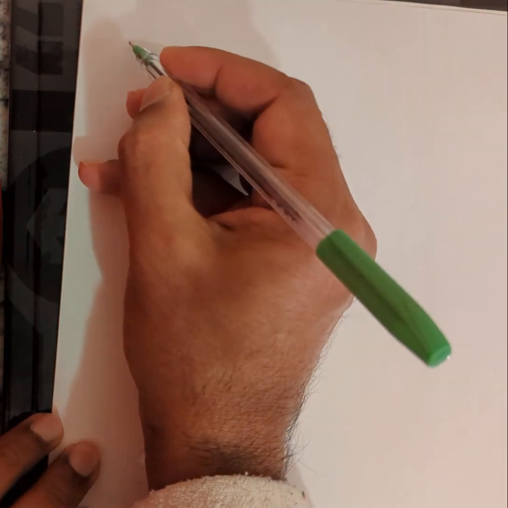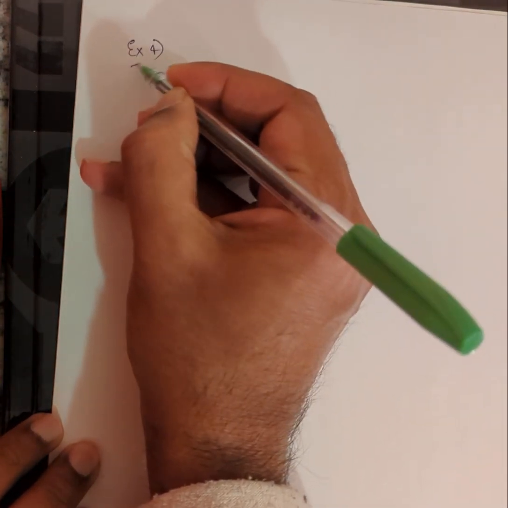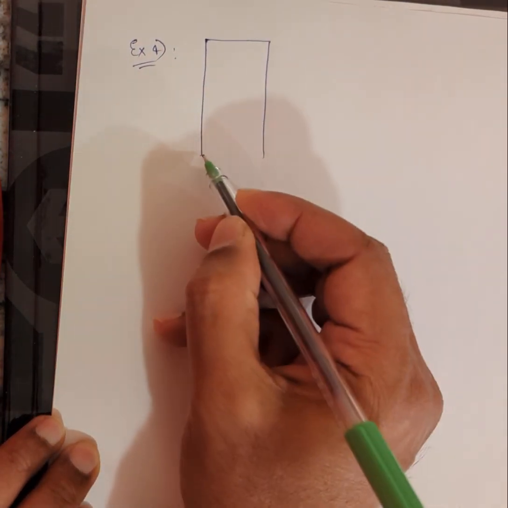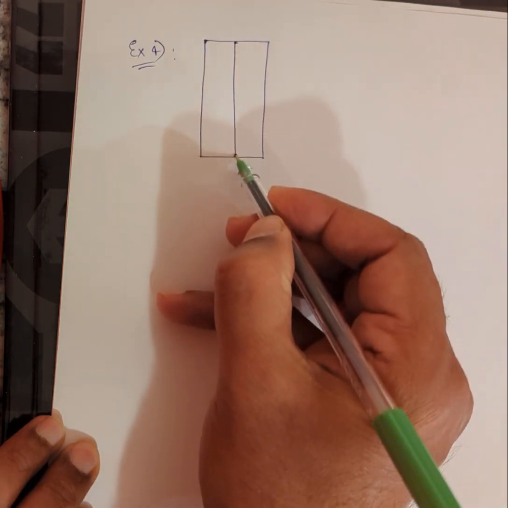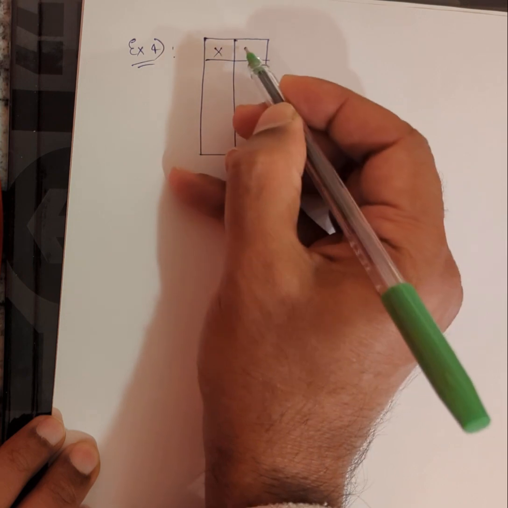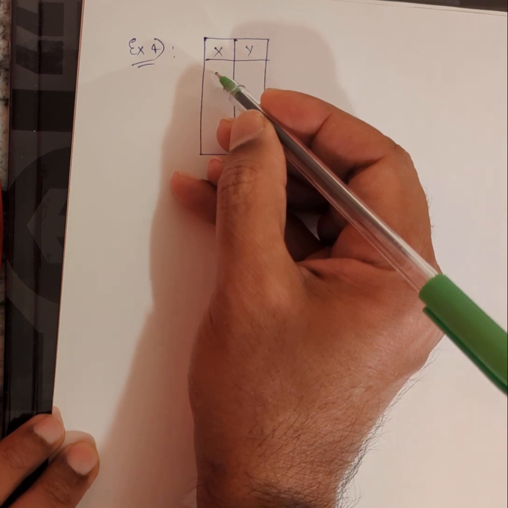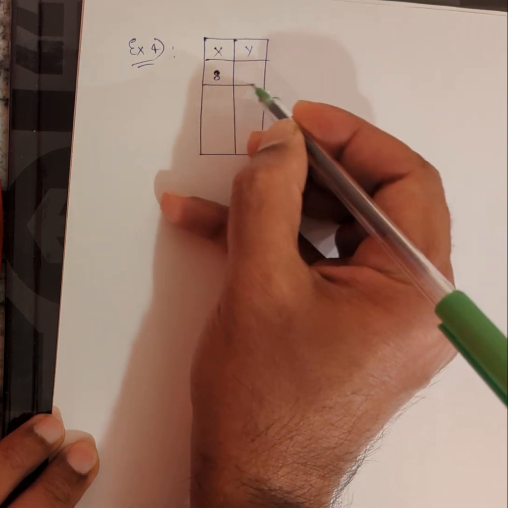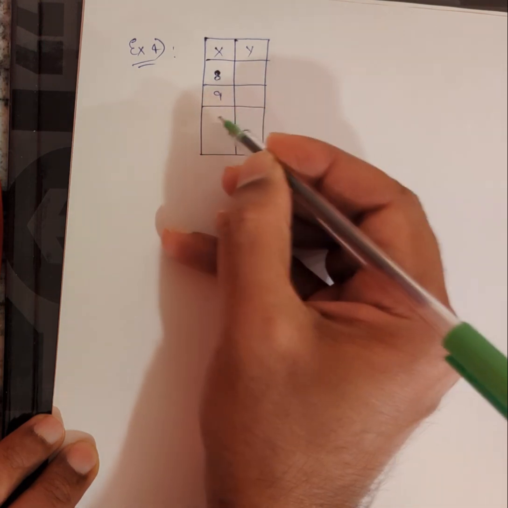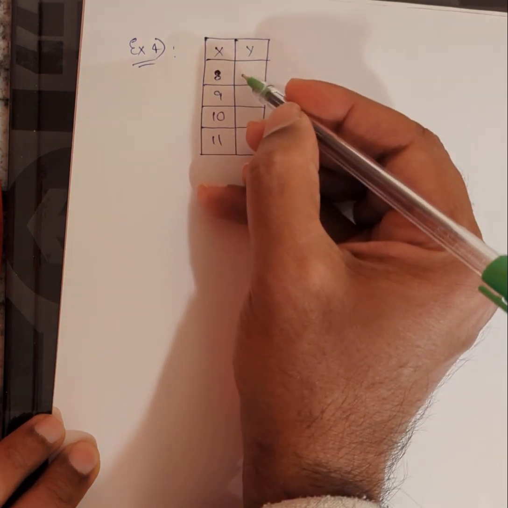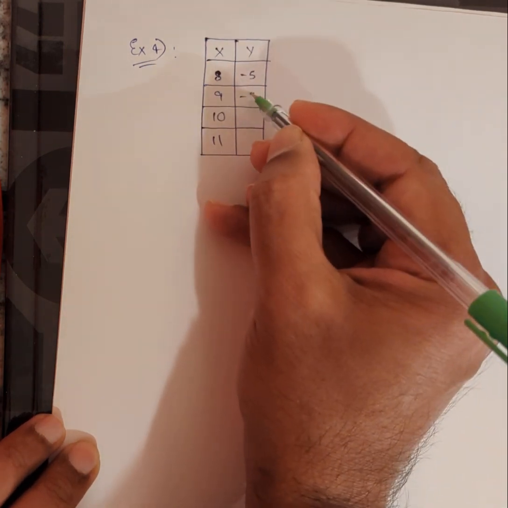All right, let's look at one other example. Yeah, let's start numbering our examples. So example 4. So this time I'm going to keep x going up by 1 again, and let's say we can start at 8, then 9, 10, and 11. And let's say y is negative 5, and it's negative 5.